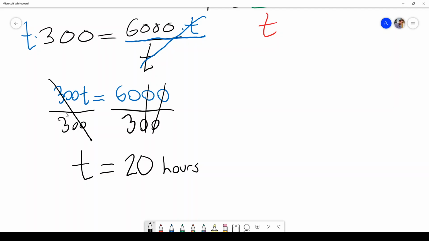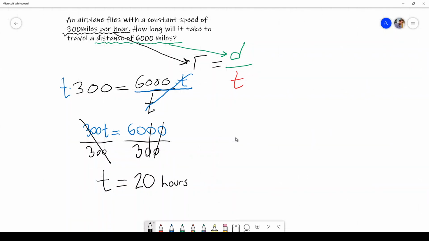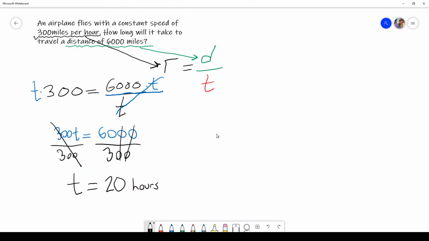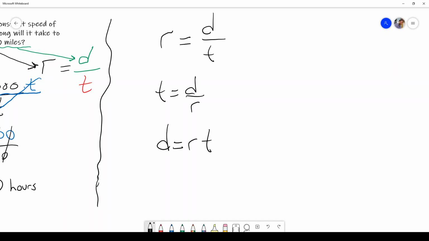Now, some of you may be thinking, is there a better way to do this? There is. And we talked about manipulating this equation. So let's go off to the side a little bit here. I know that r equals d over t. Well, I can manipulate this equation to get t equals d over r, and d equals r times t.